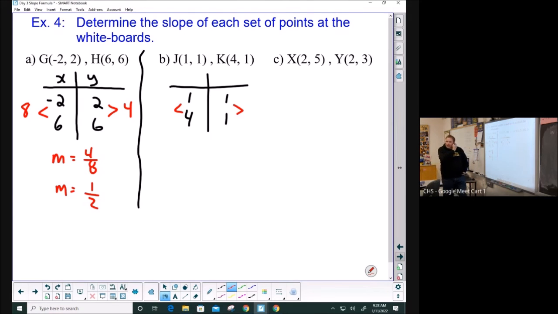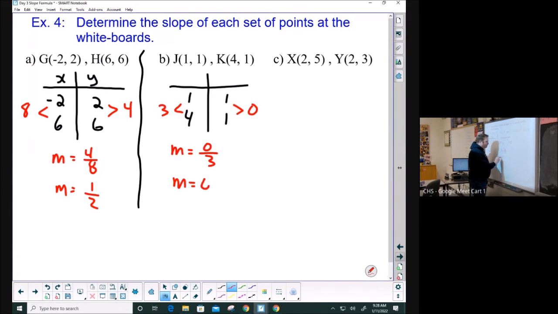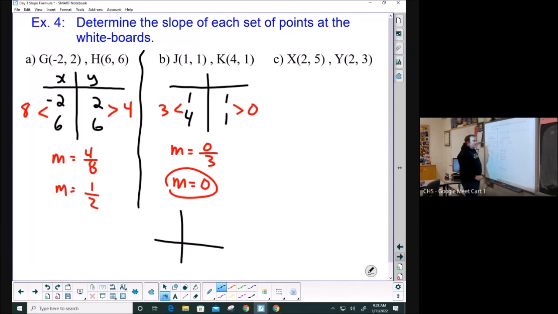Let's find out why. If I go from 1 to 1, I haven't moved at all. So my rise is zero. The run is 3, but 0/3 is just zero. And Brad's already ahead of me thinking about what this picture would look like. 1-1 is right there. 4-1 is right there. And so the line that connects that is just a flat line. So if you remember from yesterday, the flat line is just zero. Okay, so this one has a slope of zero. And let's do the last one.